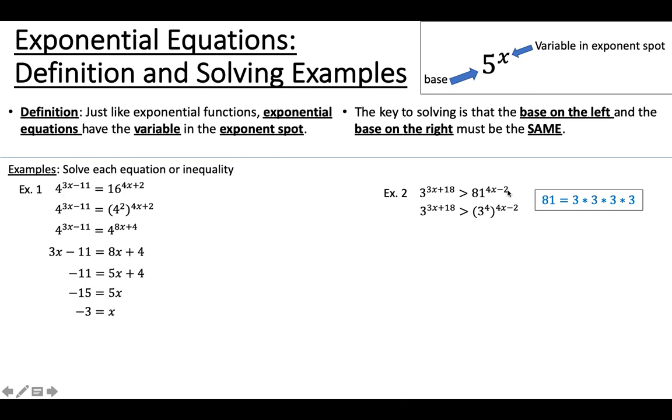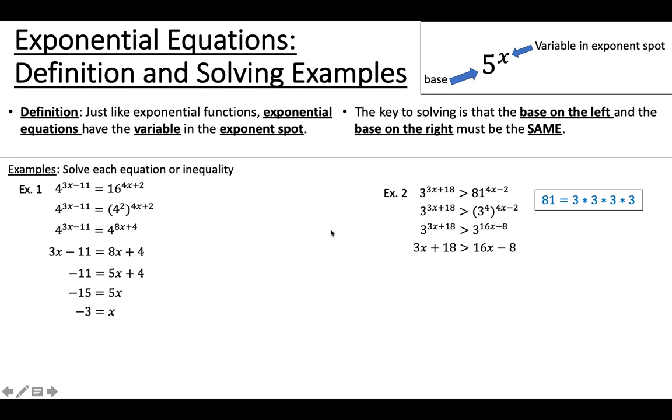So now we're just doing a problem just like the one we just did. This 4, we're going to have to distribute that. 4 times 4x, 4 times the negative 2. So that gets us negative 16x minus 8 in the exponent spot. And our base is 3 on both sides, just like we want. We have the same base on both sides. That was the goal, because now we can just get rid of them now that they're the same and use just the exponents. So now we've got 3x plus 18 is greater than 16x minus 8.